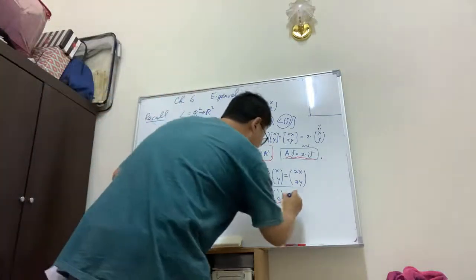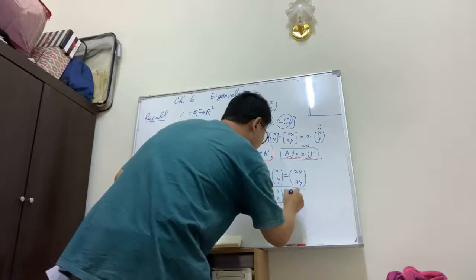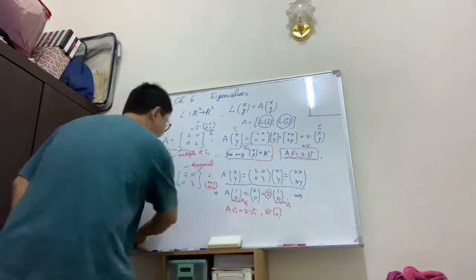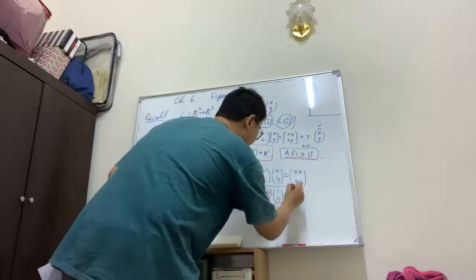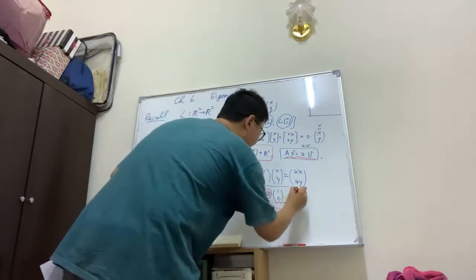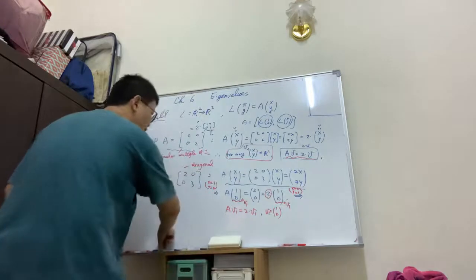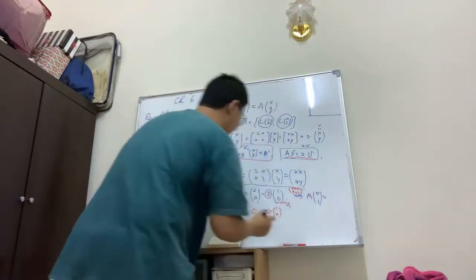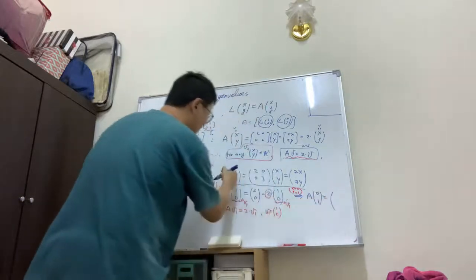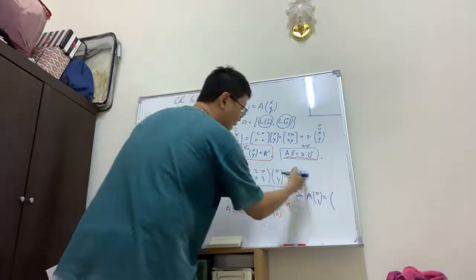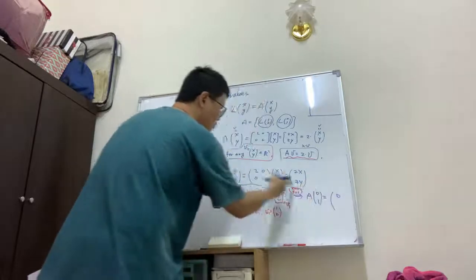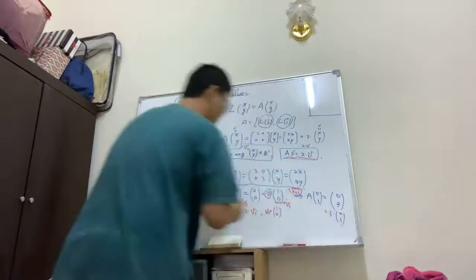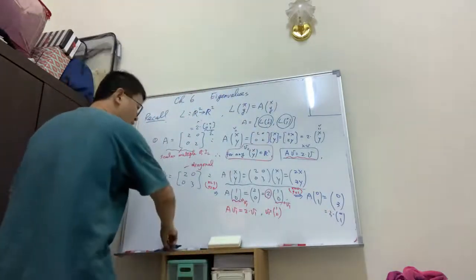And we can still consider another case. If we let x be 0 and y be 1, what do we have? Now, A times the vector (0, 1) becomes, with x being 0 and y being 1, 2 times 0 is 0, 3 times 1 is 3. So it's equal to 3 times (0, 1). Right?